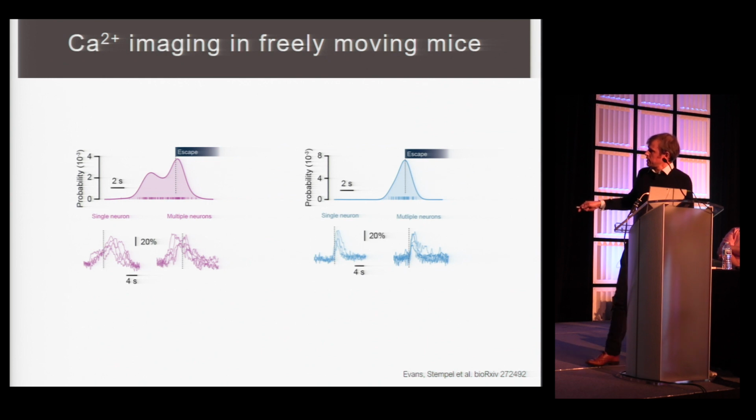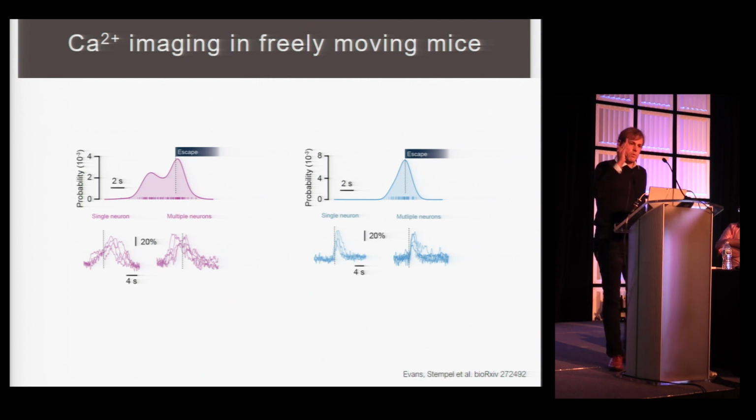And if you look more carefully at repeated single trials in the same neuron or different neurons in the colliculus, we see the calcium signals gradually ramp up until they reach escape onset. Whereas when we look at the same in the dorsal periaqueductal gray, the onset of the signal is really locked to the initiation of escape.